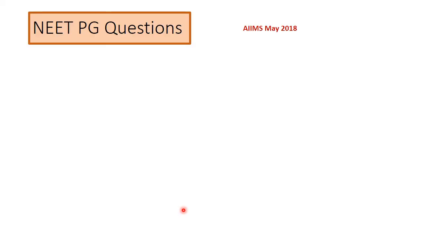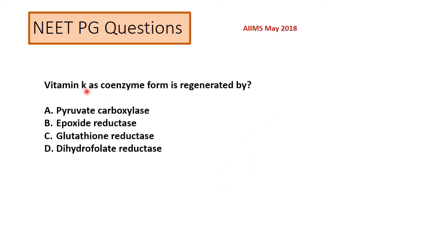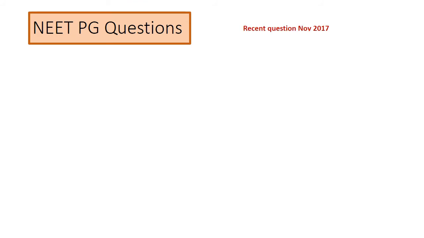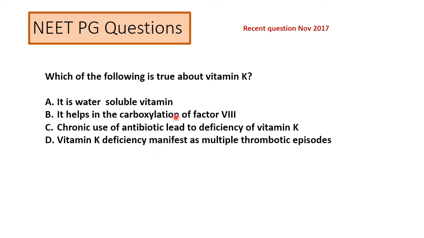Now NEET PG questions. This question was in AIIMS 2018. Vitamin K as coenzyme form is regenerated by: A, pyruvate carboxylase; B, epoxide reductase; C, glutathione reductase; and D, dihydrofolate reductase. So it is regenerated by B, epoxide reductase.